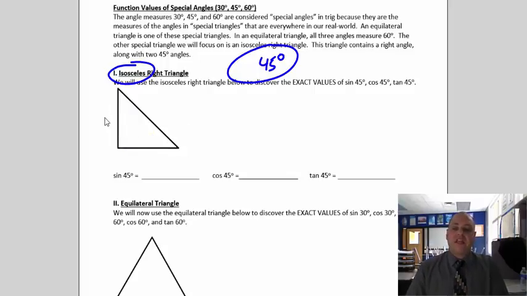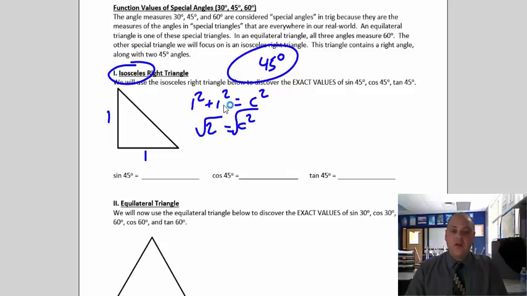It doesn't matter how big the sides are. So let's just say this was 1 and 1. If this side is 1, this side has to be 1. If this side is 2, this side has to be 2. You ever hear of the Pythagorean Theorem? It would give us the third side. If this is 1 and this is 1, 1 squared plus 1 squared equals c squared. That's 2 equals c squared, and then we take the square root and we get the square root of 2. So this would be the square root of 2.